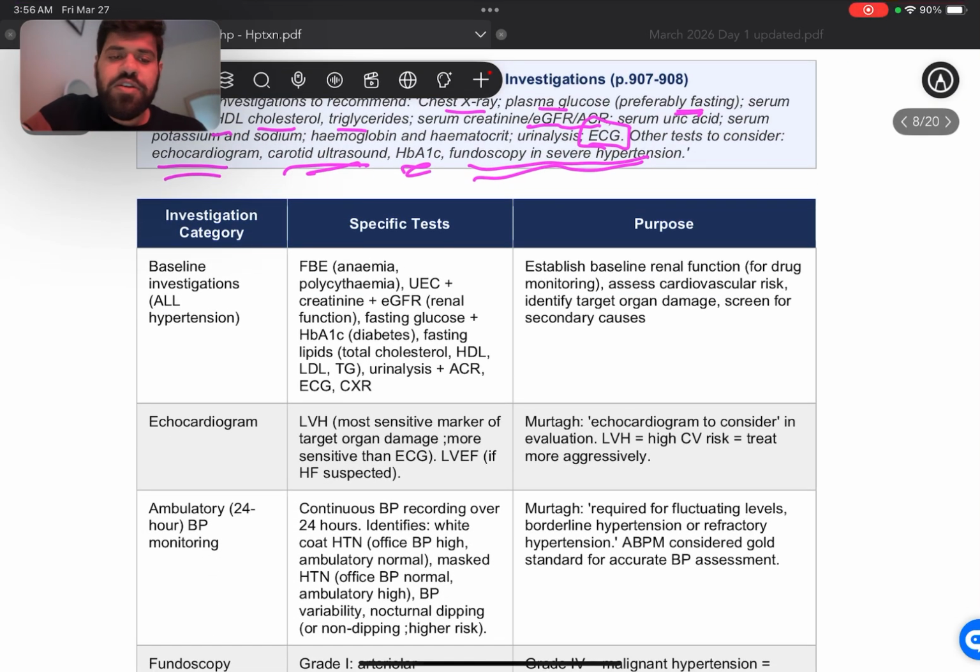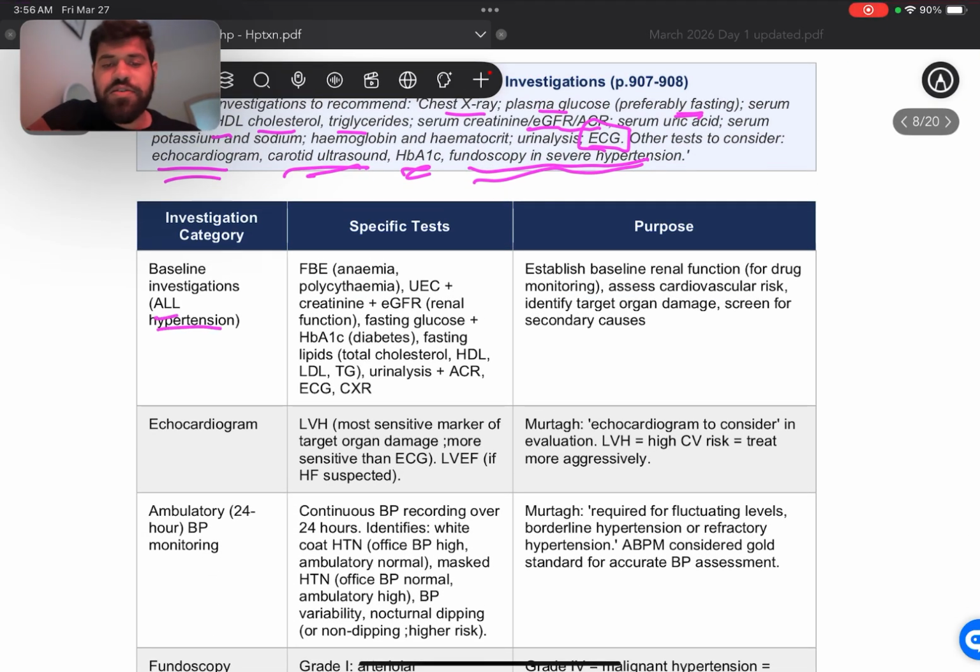Then baseline investigation that must be done for all hypertension is going to be FBE, UEC. The reason why FBE is done is because of two diseases, anemia and polycythemia, where the hematocrit is very low, so the blood carrying capacity is low. That means the blood has to move a lot to deliver oxygen and faster, so your heart is going to pump a lot. That could lead to hypertension. Then eGFR, because of renal damage, we'll have RAS system activation, and then we'll have hypertension.